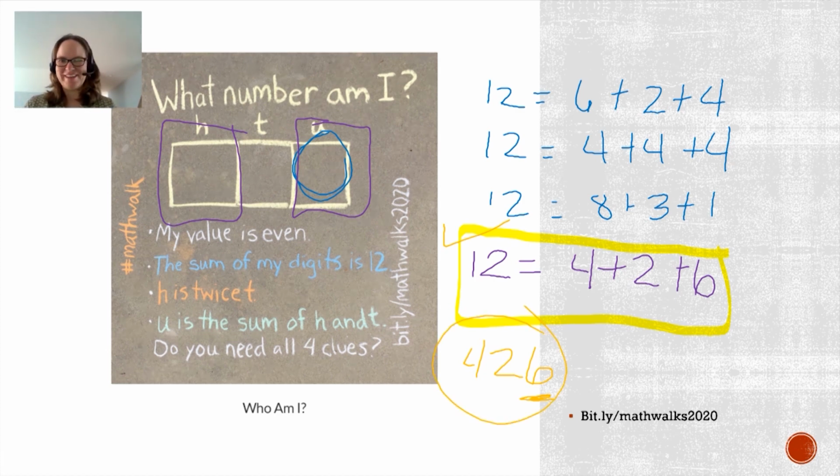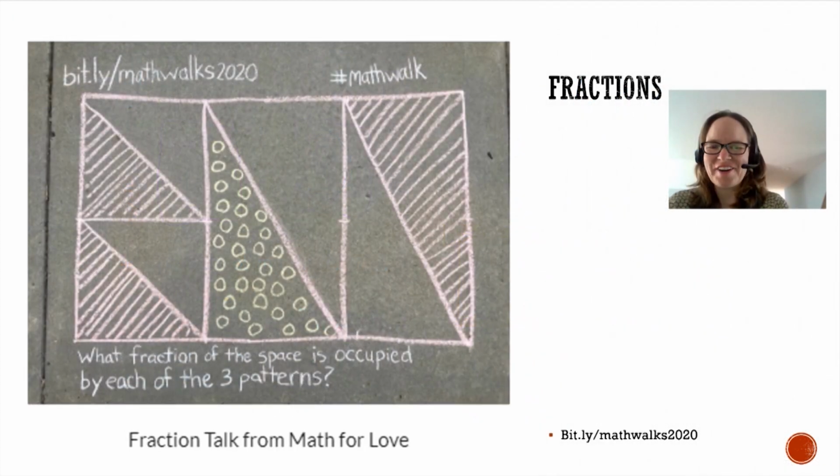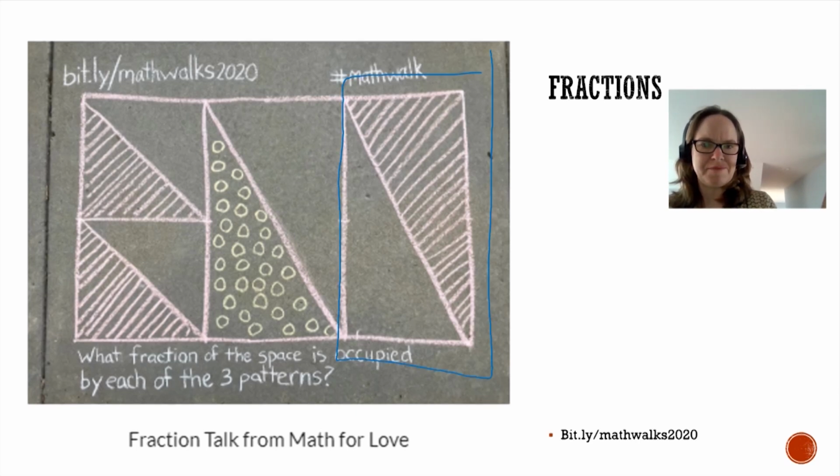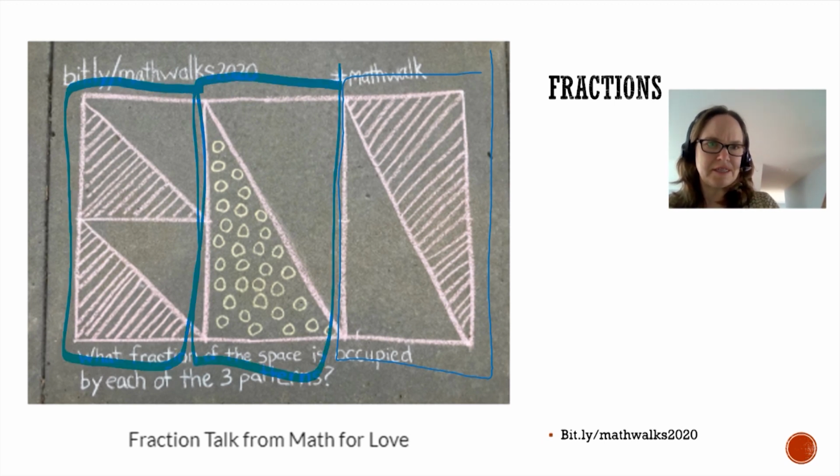You ready for another one? All right, third grade, these are a little trickier. Let's take a look at this. What fraction of the space is occupied by each of the 3 patterns? So they're asking us to look at some fraction pieces. I'm going to split these up this time, and we're going to separate out the fractions a little bit. How about we do that?